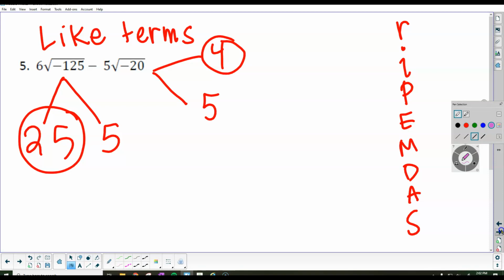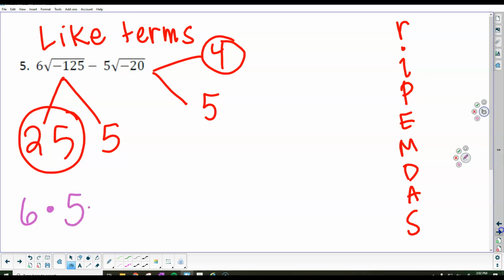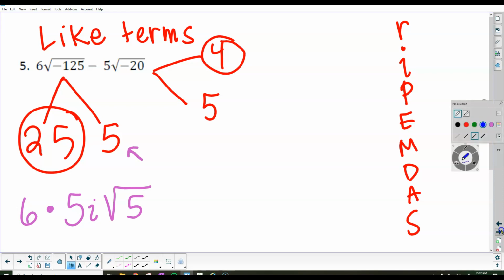So I'm going to recopy this problem. I'm going to go ahead and copy the 6 there. Then I'm going to multiply by what I'm taking out. Remember, we're taking that 25 out by its root. Remember, it was negative, so I'm going to write 5i. The only thing that's remaining is just a 5. Now I'm going to copy the rest of the problem. I'm going to recopy that minus sign. I'm going to copy this 5.